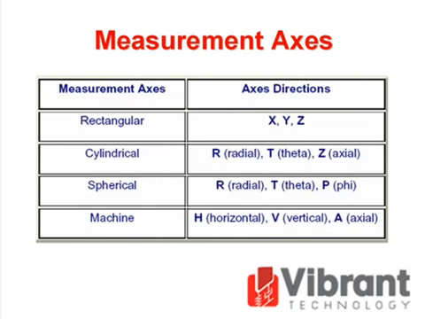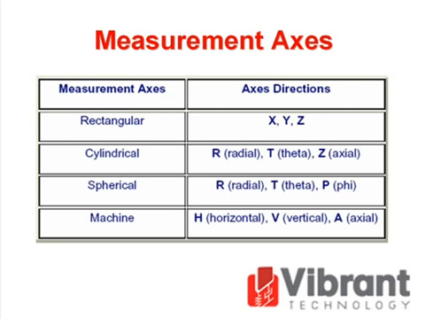Each point on a structure model has its own measurement axis. These axes should be oriented so their directions are the same as the transducer measurement directions at each point. Each point has one of the following types of measurement axis. Rectangular, with axis directions of X, Y, and Z. Cylindrical, with axis directions of radial, theta, and axial. Spherical, with axis directions of radial, theta, and phi. And machine measurement axis, with axis directions of horizontal, vertical, and axial.